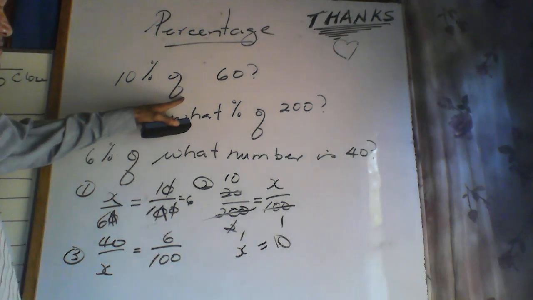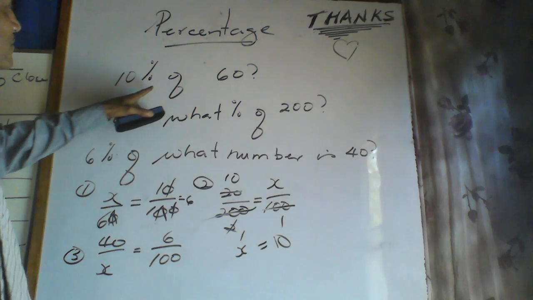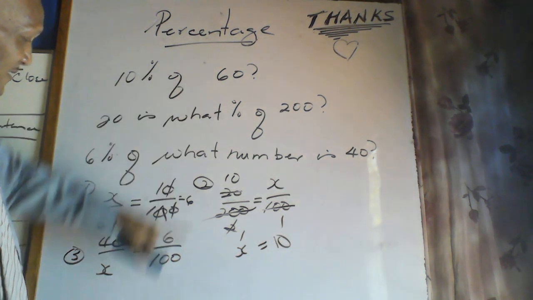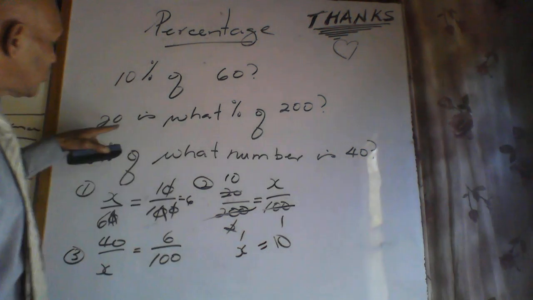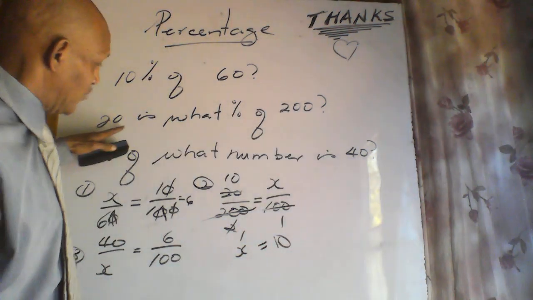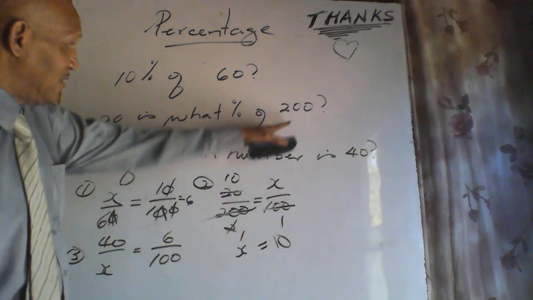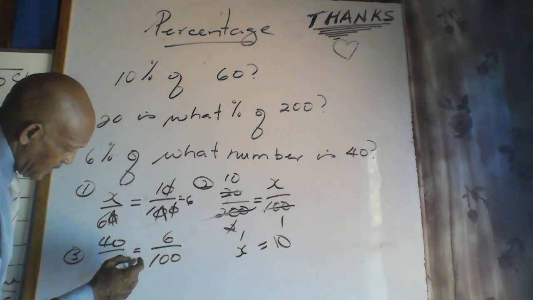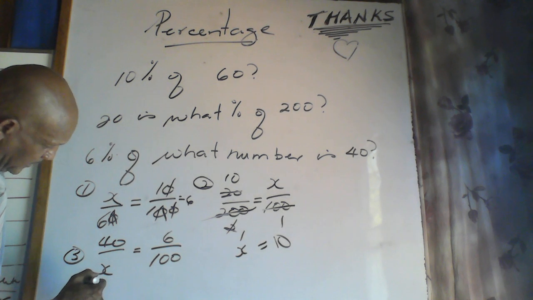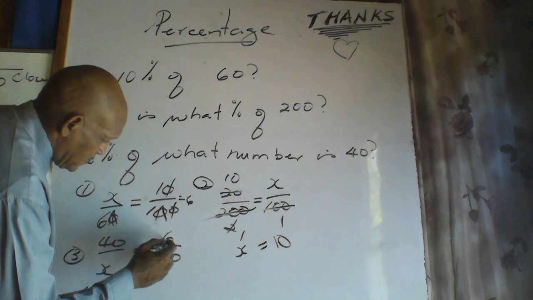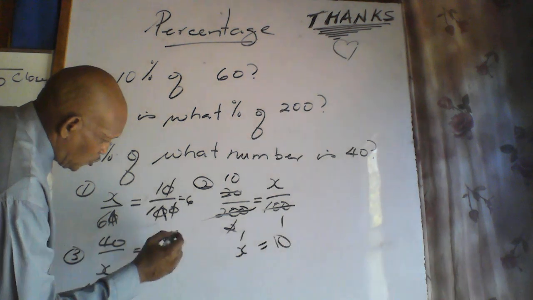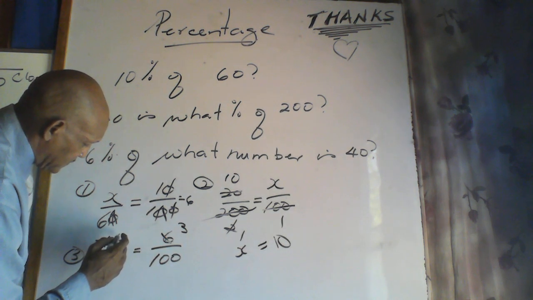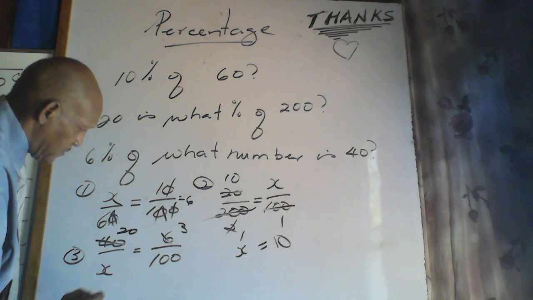10% of 60 is 6. The second one, 20 is what percent of 200? 20 is 10% of 200. And the third one, okay, 2 into 6 goes 3 times, 2 into 40 goes 20.